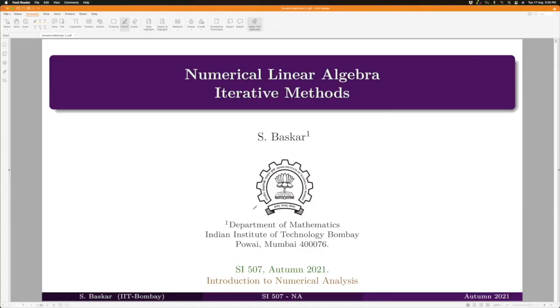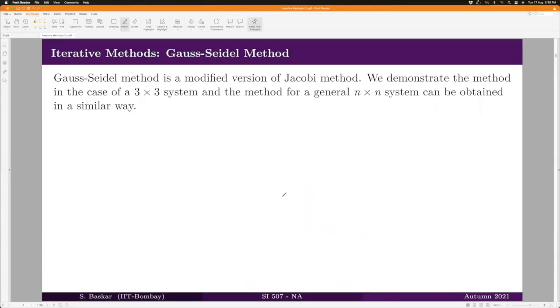Well, students, we are discussing iterative methods for linear systems. In this, we have covered the Jacobi method in the last two lectures, and in this lecture, we will start our discussion on the Gauss-Seidel method. The Gauss-Seidel method is an improvisation of the Jacobi method in the sense that it converges slightly faster than the Jacobi method. Otherwise, the basic idea involved in the Gauss-Seidel method is just the same as the Jacobi method.